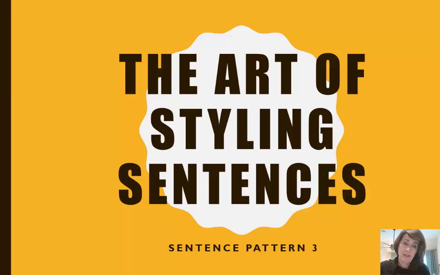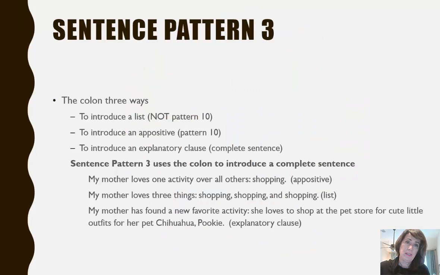Today we are going to study sentence pattern 3. Now, pattern 3 helps us learn a final way to use the colon. And we're going to use our colons in 3 different ways. First, to introduce a list. Notice that is not pattern 10. Most of you are familiar with that one. It's also used to introduce an appositive. That is pattern 10. That's our dramatic appositive. And our final use will be to introduce an explanatory clause. That's a complete sentence.